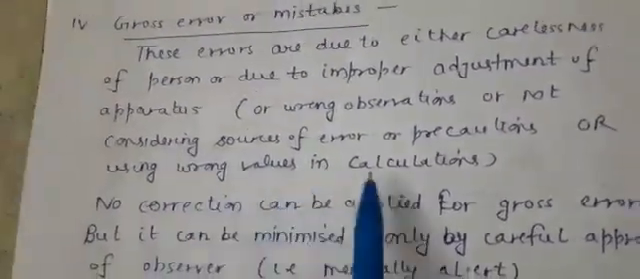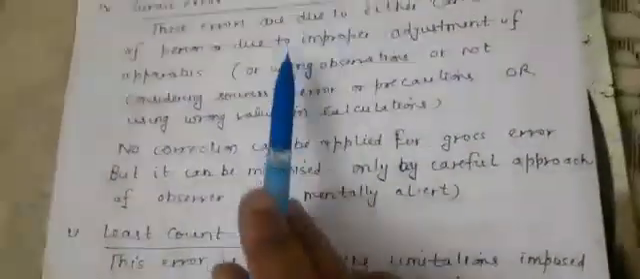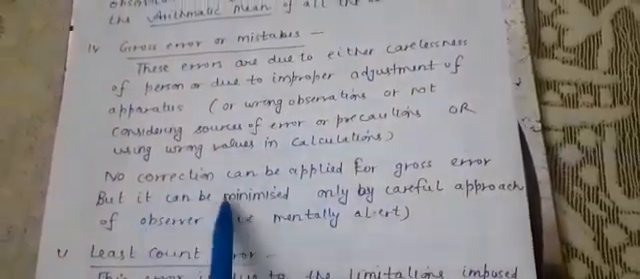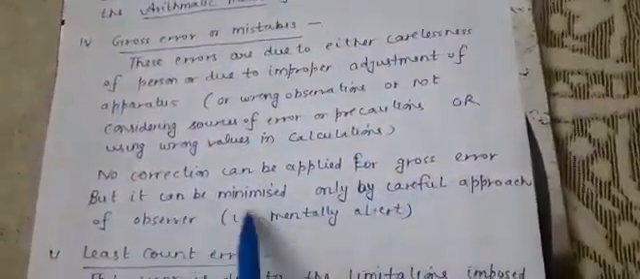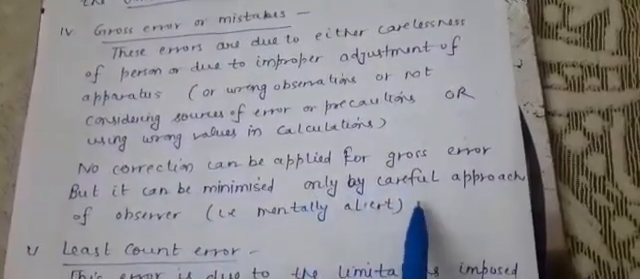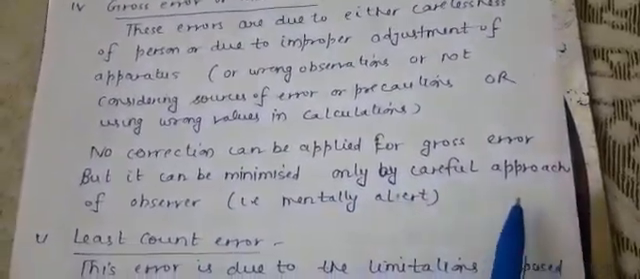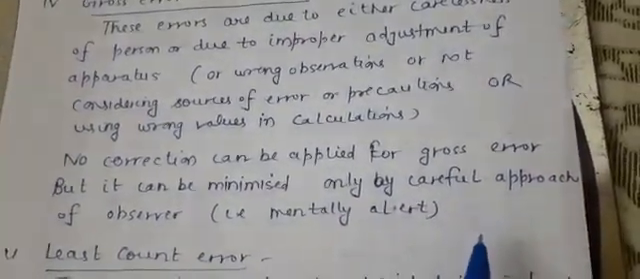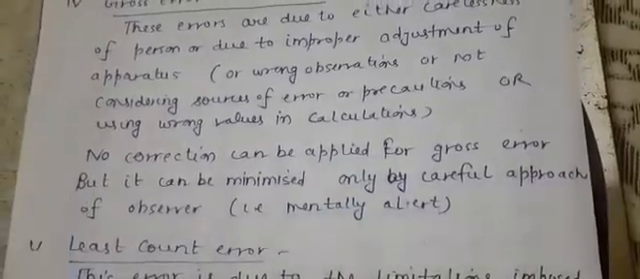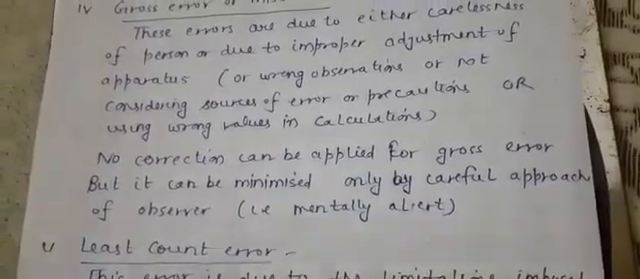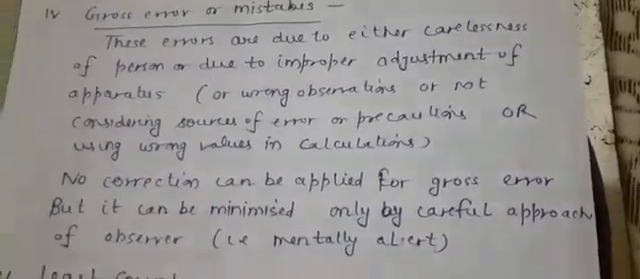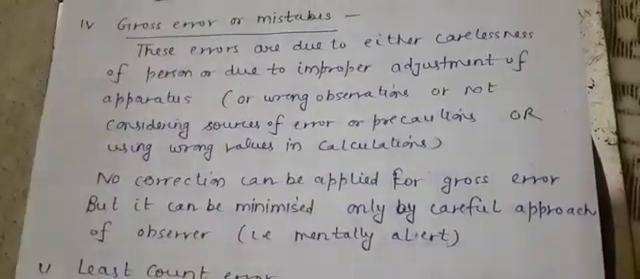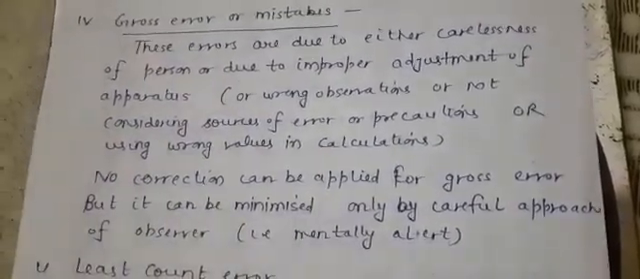So using wrong values in the calculations. These are the mistakes which a person can commit in between. No correction can be applied for gross error, but it can be minimized only by our careful approach, by attentiveness. So we have to be mentally alert while doing the experiment. You can think that all these errors seem to be identical with the systematic error. I have previously said that all the errors are related with each other. But when we have to discuss them, we will categorize them as separate now.